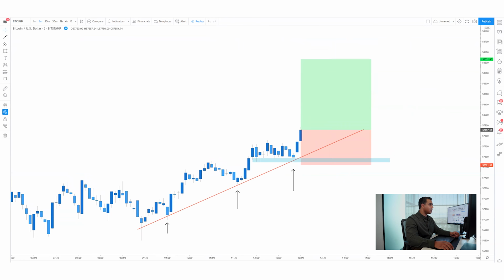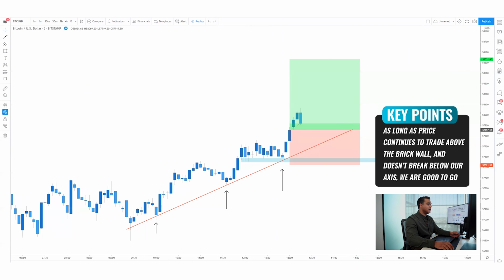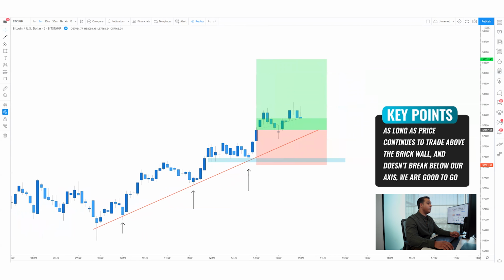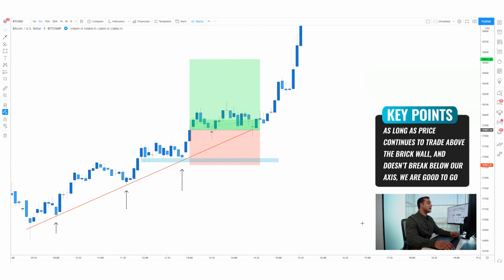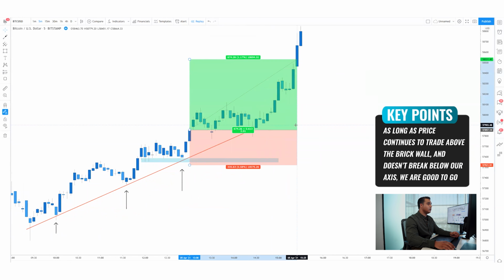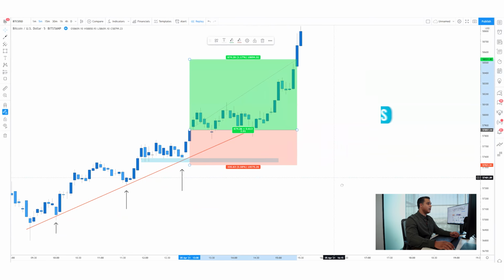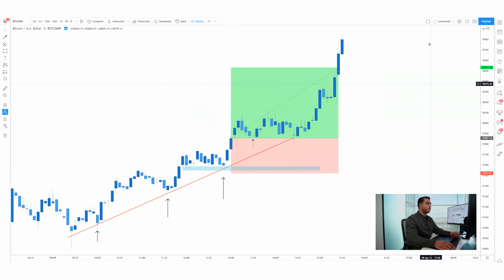Can we take this trade? The answer is yes. Now, as long as price continues to trade above the brick wall and doesn't break below our axis, guess what? We're good to go. As you can clearly see here, we've made it to 58,804, baby. So that's it. A simple concept.